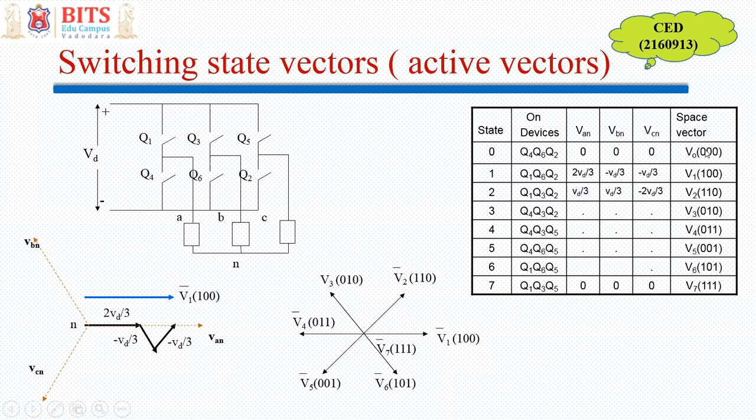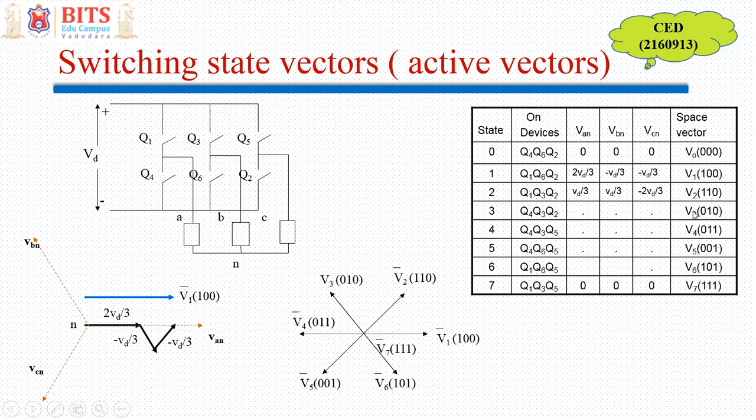So likewise, I have 6 active switching states where you have non-zero voltage vectors, and 2 zero vectors. That means when all 3 are on or all 3 are off. So these are the vectors where you have zero voltage. So V7 or V0 is called the null vector or zero vector, where the resultant voltage is zero.